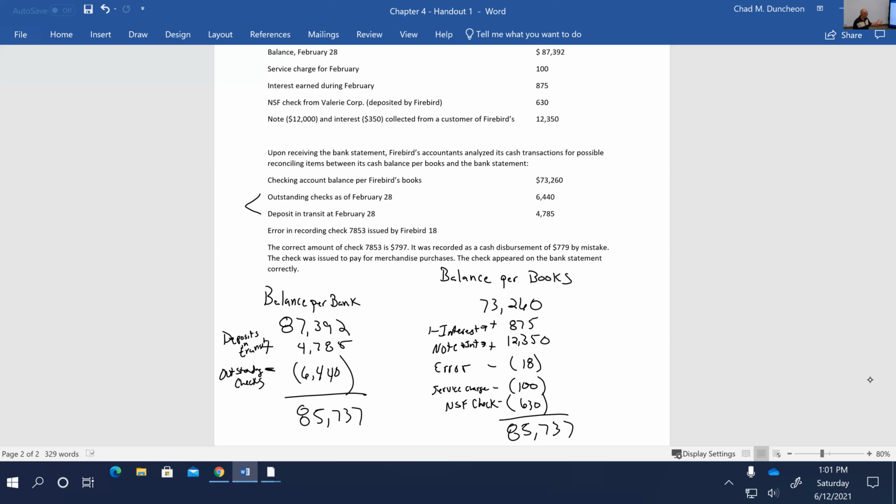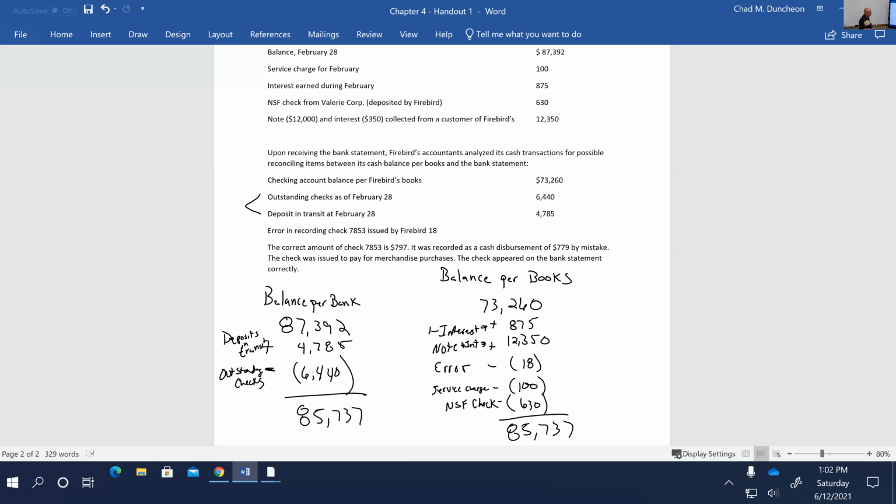Okay, so it all works out. It balances out at $85,737. That's the amount we want to put on our balance sheet as our cash account. And we know that us and the bank are on good terms because we can make ourselves balance.